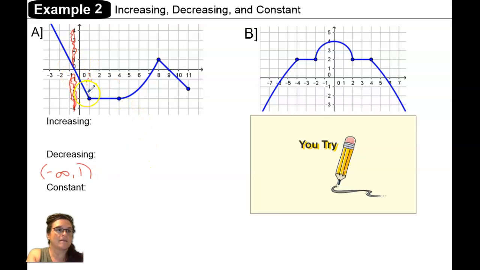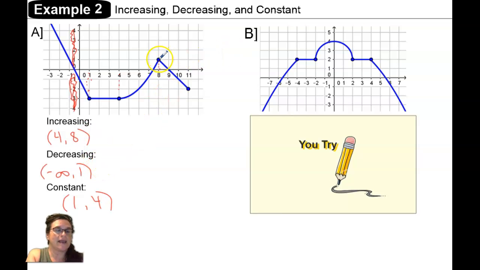Okay, then continuing on from left to right, from 1, where we stop decreasing, we see a horizontal segment here, so the function is constant from 1 until at 4, where it turns and starts increasing. So this interval from 1 to 4 would be where the function is constant. Okay, then at x equals 4, we turn and the function is going uphill, or increasing now, until x equals 8. So the increasing interval will be from positive 4 to positive 8.